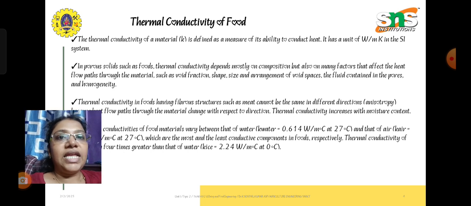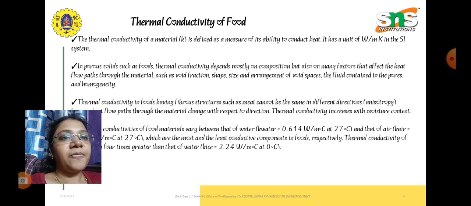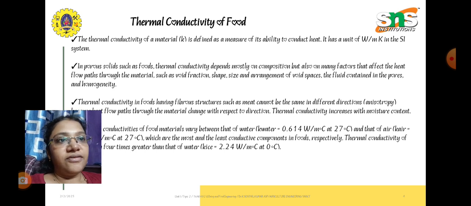In any porous solids such as foods, this thermal conductivity will mainly depend on the food composition and other factors that affect the heat flow paths throughout the food material, such as void fraction, shape, size, arrangement of the air spaces, the fluid contained in the pores, and the homogeneity of the food particle.